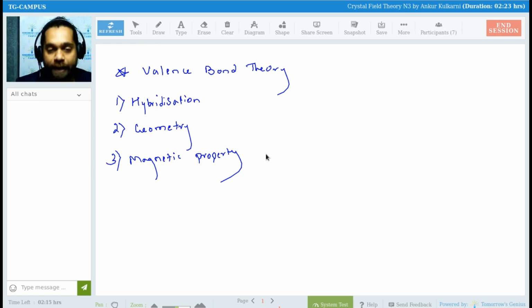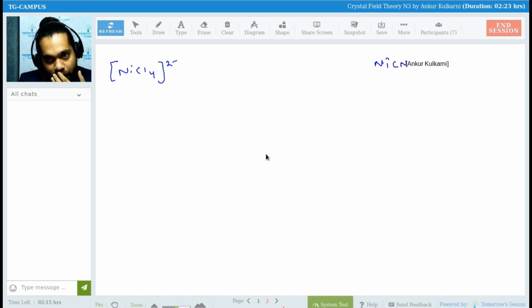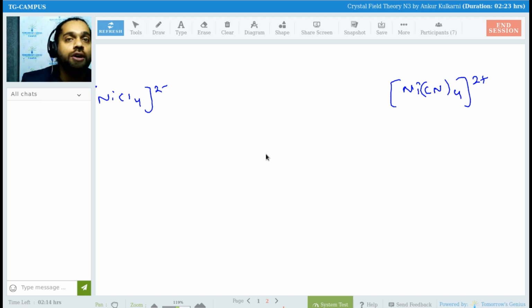So let us do one example. We'll do it with the help of example. I'll take two examples: NiCl4 2 minus and NiCN4 2 plus. Let us take two examples. Now NiCl4 2 minus. So what we have to do? We have to find out the hybridization according to VBT.